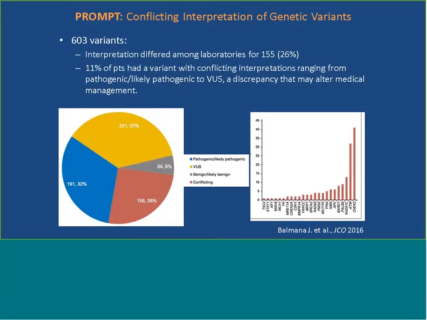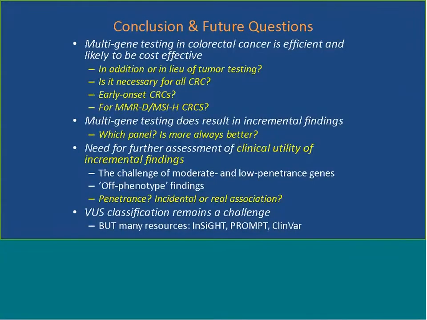And one of the first results coming out of the PROMPT registry is that of the 603 variants that were put into the system, about 40% were VUSs, and the interpretation differed among laboratories in 26% of cases. In fact, 11% of patients had a variant with conflicting interpretations ranging from pathogenic or likely pathogenic to VUS. So it's a discrepancy where your medical management actually would have changed based on the interpretation of that genetic alteration. I think this is really important to keep in mind when we're evaluating results of multiplex genetic testing.